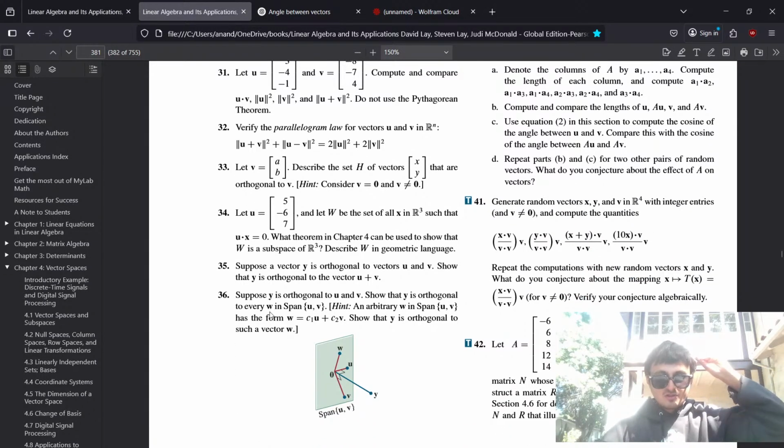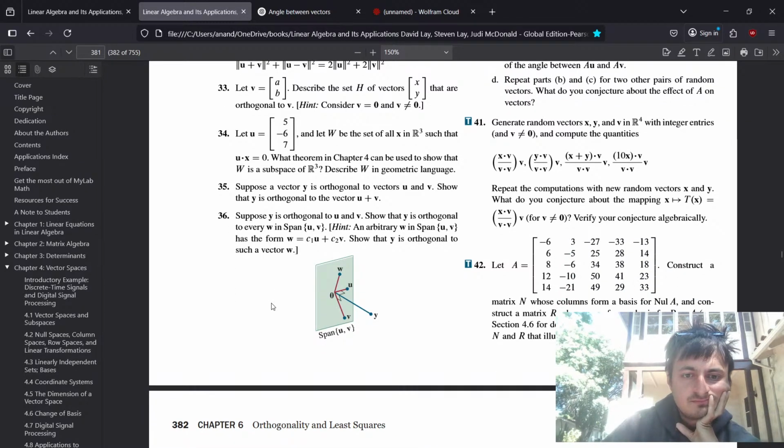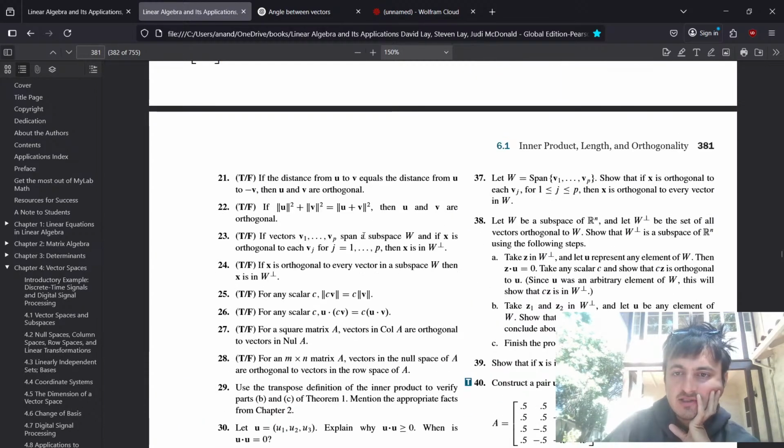36. Suppose y is orthogonal to u and v. Show that y is orthogonal to every w. Yeah, you just take out the linear combination. That one's so easy.